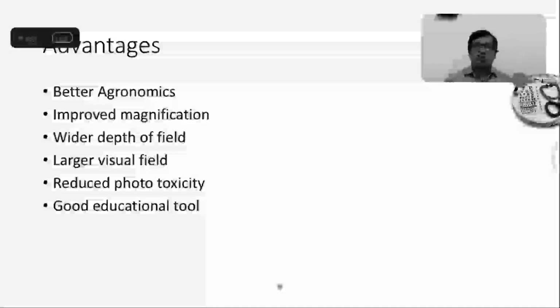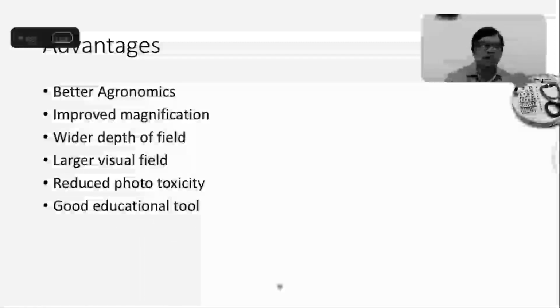Improved magnification, no doubt, because the screen is big and the magnification is automatically big. Wider depth of field is very important, and very noticeable when you do this surgery. The first thing you'll find is the depth. It will hit you when you do the surgery. When you have very good depth, your surgical safety is increased because you're seeing the anterior capsule and posterior capsule very deep. You can feel the space around you.